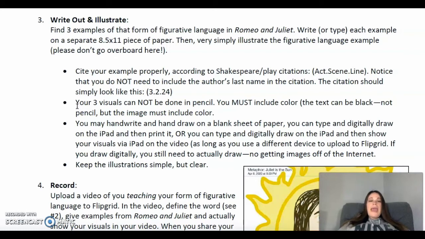Okay, you may handwrite and hand draw on a blank sheet of paper. So if you want to do this completely by hand, totally fine. Or you can type and digitally draw on the iPad and then you can print it out. Or you can type and digitally draw on the iPad and then show your visuals via iPad on the video. And I believe that's what I'm going to do in my little example Flipgrid post, okay? You obviously can only do that if you use a different device to upload to Flipgrid.